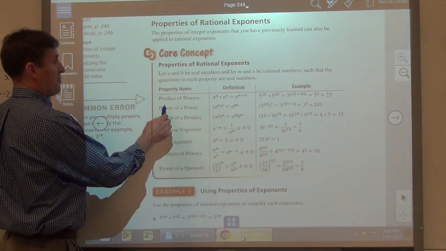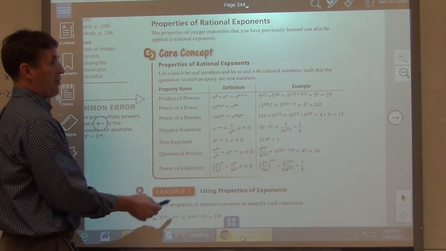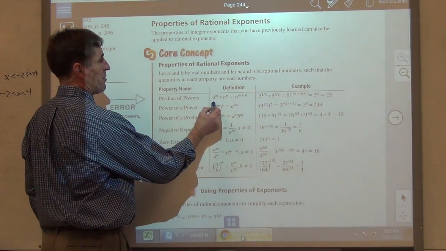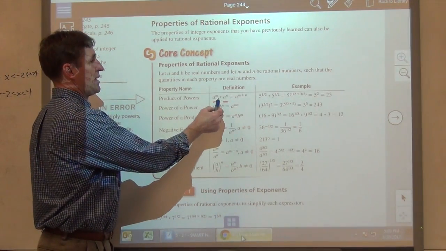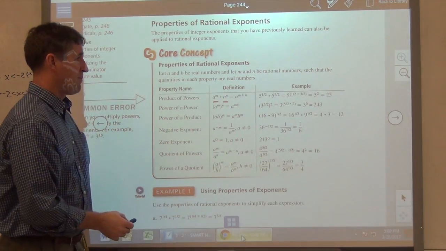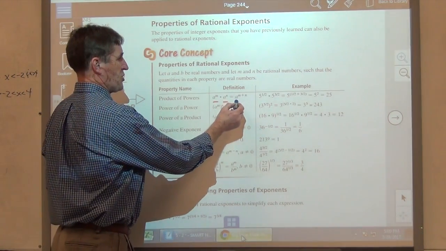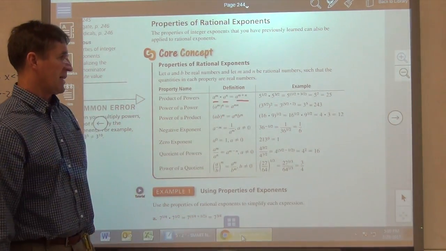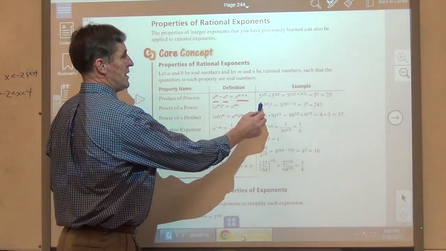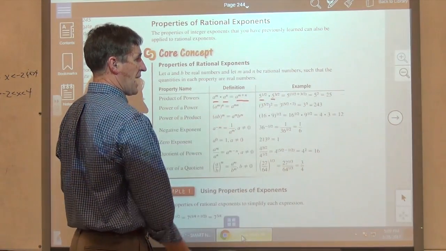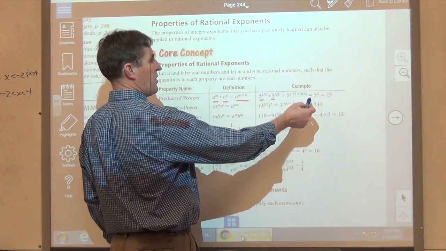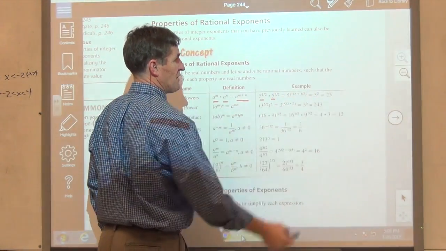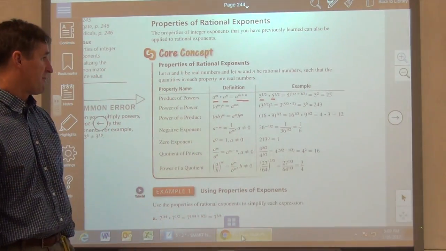The first one is the product of powers. The product of powers says if you're going to multiply two things that have the same base, so these are both base A and base A, then the exponents you add, so a to the m plus n. An example would be, since these are both base 5, we add the exponents, so 1/2 plus 3/2 would be 4/2 or 2, and then 5 squared can be simplified to 25.